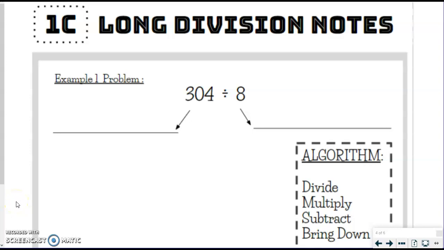Awesome sauce, you're almost through level 1. Let's get going with 1C, all about long division. So we're just focusing on whole numbers for this. We'll deal with decimals when we get to level 2. Let's build our understanding of how to do long division.